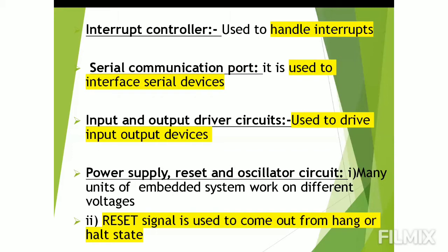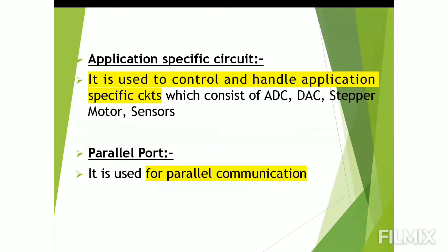The next block is the power supply and reset oscillator circuit. Many units of the embedded system work on different voltages. The reset signal is used to come out from a hang or halt state. Means when the embedded system halts or hangs, in such cases, we have to use the reset signal. By using this reset signal, the system can come out from the hang or halt state.